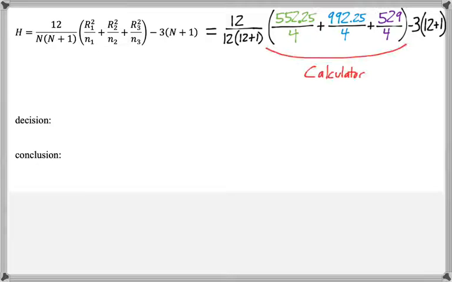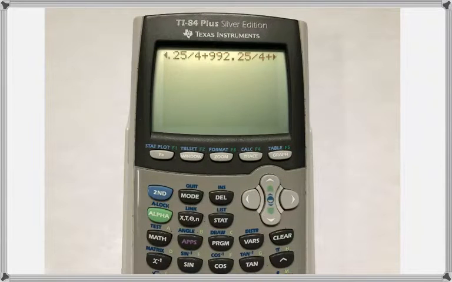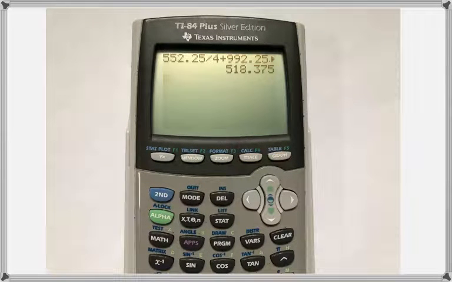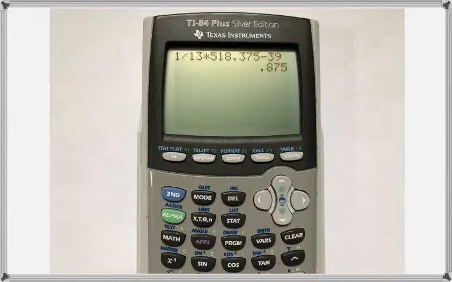Now I want to look at that middle part on the calculator. So type that into the calculator, and we get 518.375. So we have 1 over 13 times 518.375 minus 39. And that's equal to 0.875.